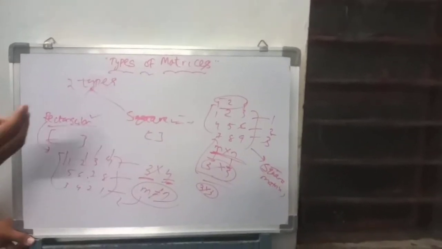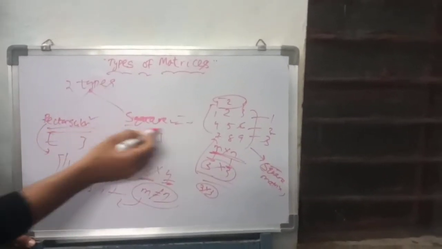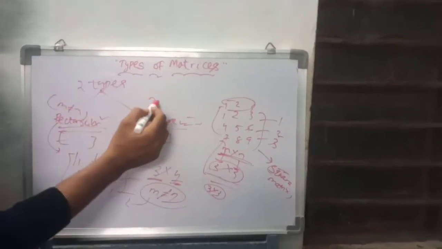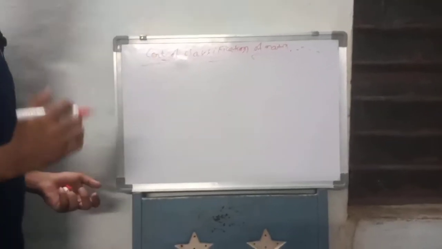So just revise: rectangular, square. For rectangular, m is not equal to n. For square, m is equal to n. Just remember: rectangular matrices and square matrices.